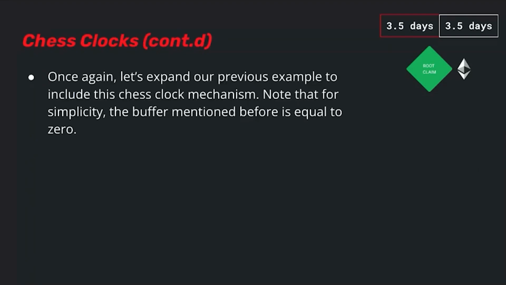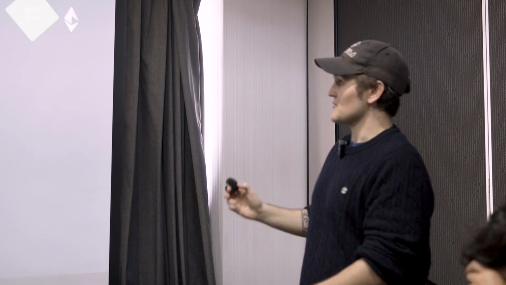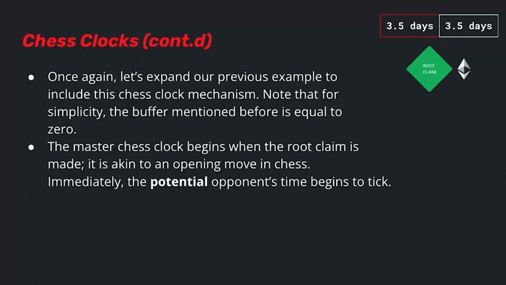So we go back to our old visualization, and we now introduce this chess clock mechanism. The buffer mentioned before is set equal to 0 just for simplicity's sake, and every single time somebody makes a root claim, it is akin to an opening move in chess. So immediately, the potential opponent's time begins to tick. We can see that in red here, this is the active clock, and this is the potential opponent.